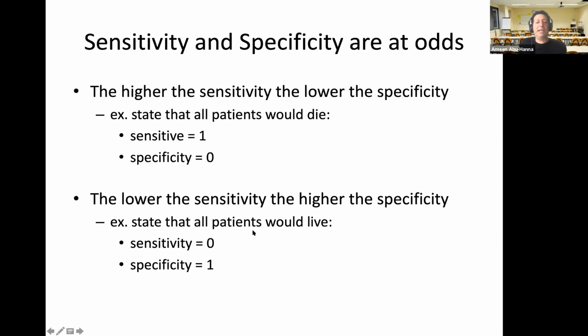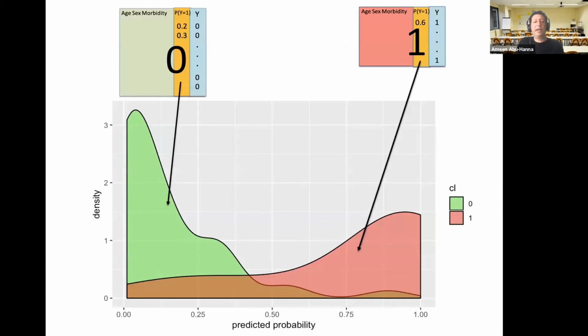And the other way, I can say my prediction is that everybody would live. In that case, I'm 0 sensitive. I didn't catch even 1 person who died. So sensitivity is 0, but I'm very specific, 100% specific, because those who lived, I caught all of them. So you see which direction we're going.